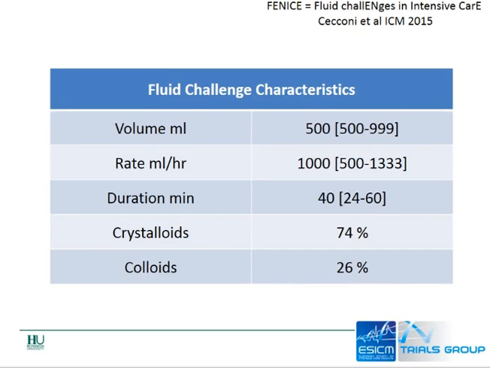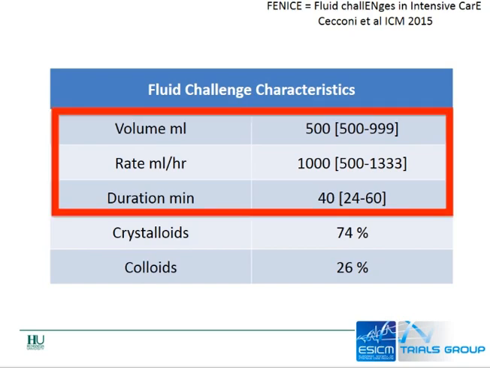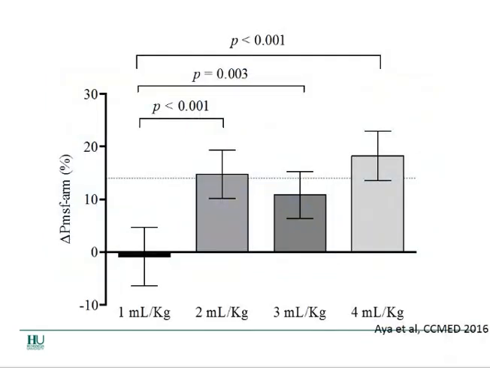We found anything between 200 mL to more than a liter. The rate was going from 5 minutes to 2 hours, and crystalloids were used in 74% of the cases, colloids in 26%. I suspect that if we repeat FENICE nowadays, and that was the time when all the starch studies were coming out, the percentage of colloids would decrease even more.